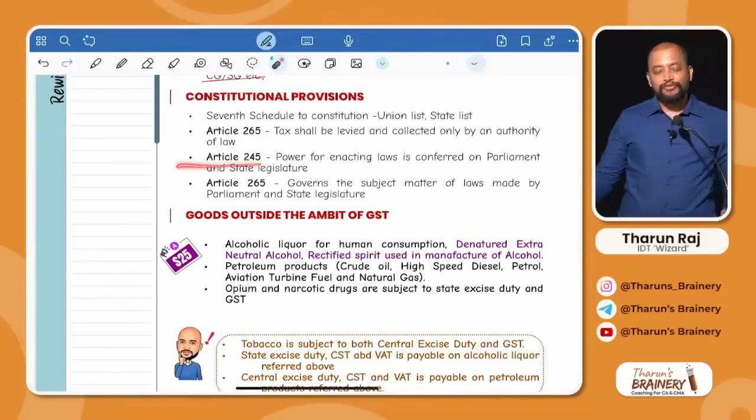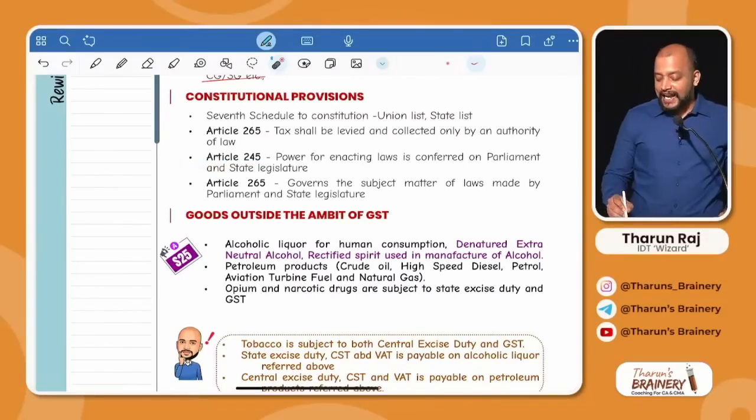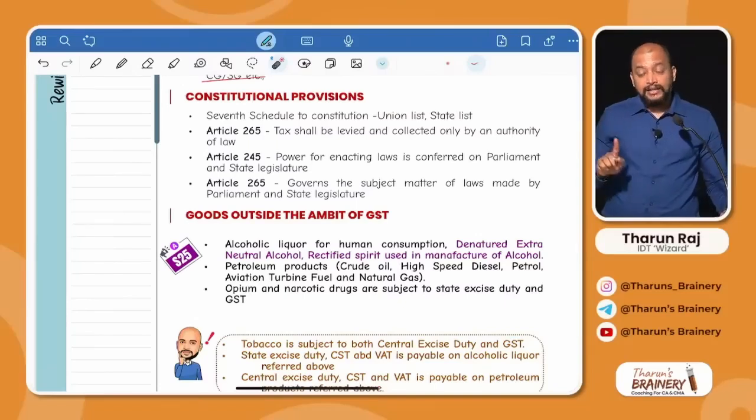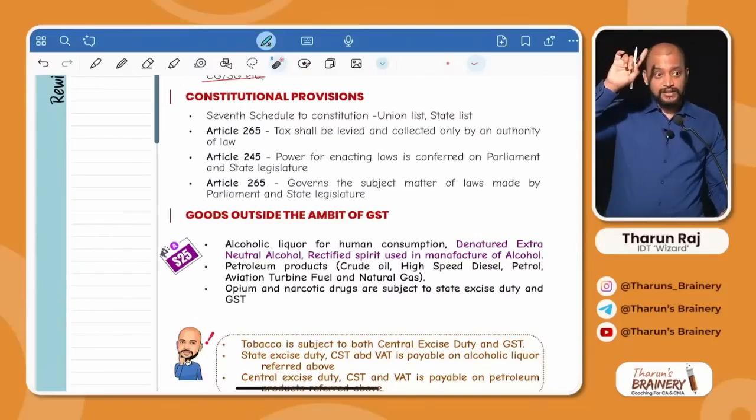Then Article 245, power for enacting laws is conferred on parliament and state legislature. Who will make law? Not government. Not government, be careful. Government will not make law. The law is made by the parliament. Okay.